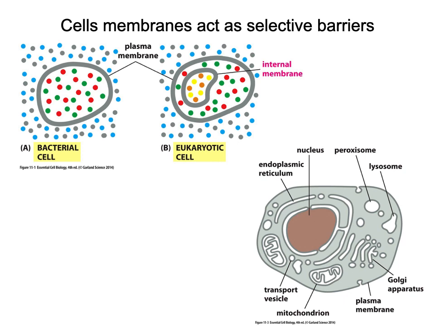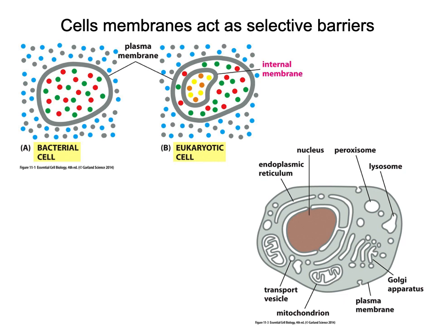With a bacterial cell, which is prokaryotic, you're only going to have the plasma membrane. With a eukaryotic cell, they're going to have the plasma membrane, but also internal membranes. So we do want to keep in mind that when we're talking about cell membranes, we're talking about the membranes within the cell, which can include both internal membranes and the plasma membrane.